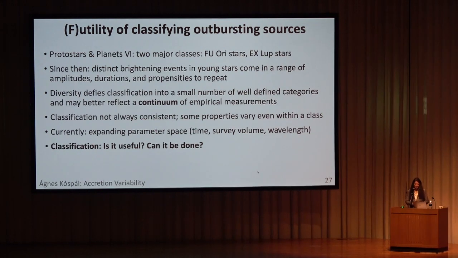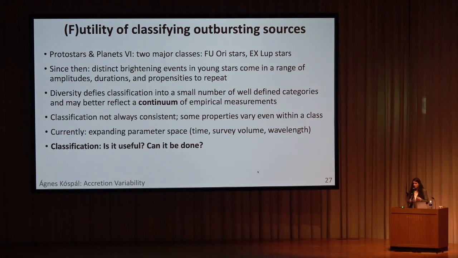Back at Protostars and Planets VI, we focused on the two main classes, FUor stars and EXor stars. But since then, we know that there are distinct brightening events in young stellar objects that come in a range of amplitudes, durations, and propensities to repeat. So this diversity, I think, defies classification into a small number of well-defined categories and may better reflect a continuum of properties or empirical measurements.